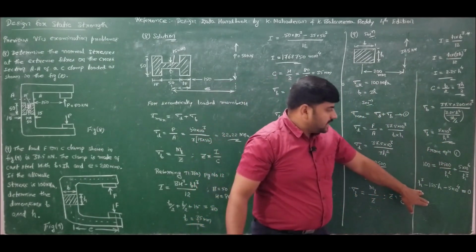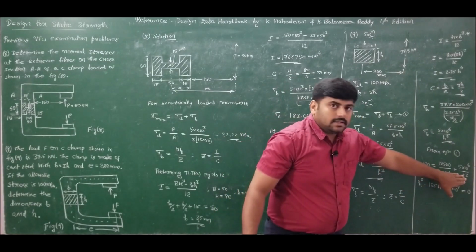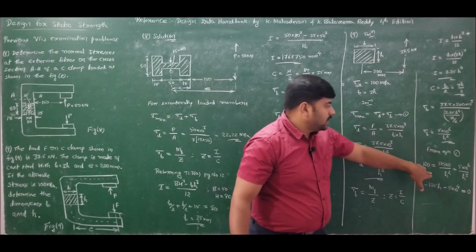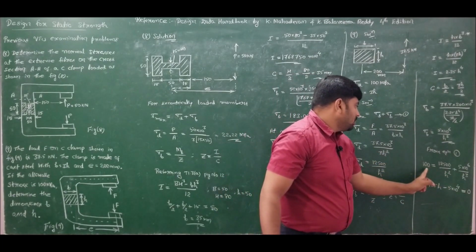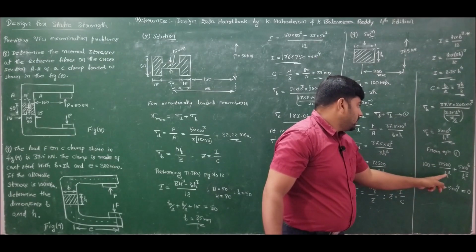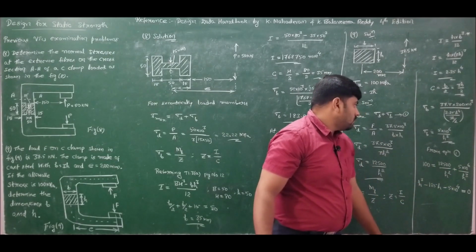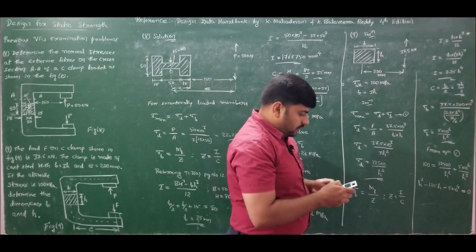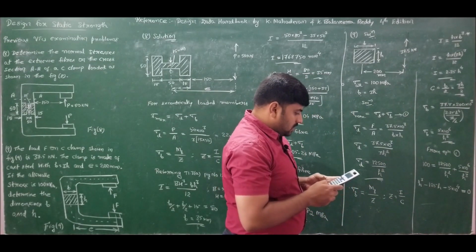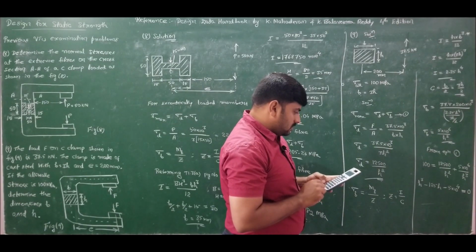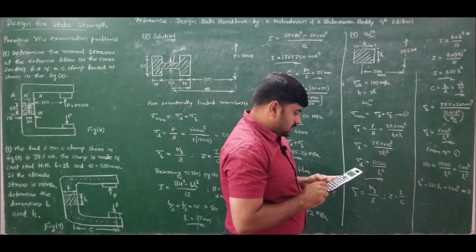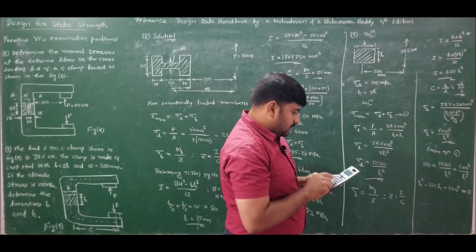What I did here is I divided throughout by 100, took h cube as LCM, took it to the right hand side and rearranged the equation. I got this equation, that is h cube minus 125h minus 5 into 10 to the power of 4 is equal to 0. Now if I solve using equation mode, taking the cubic equation, the coefficient of h cube is 1, coefficient of h square is 0, coefficient of h is minus 125 and the constant is minus 5 into 10 to the power of 4.